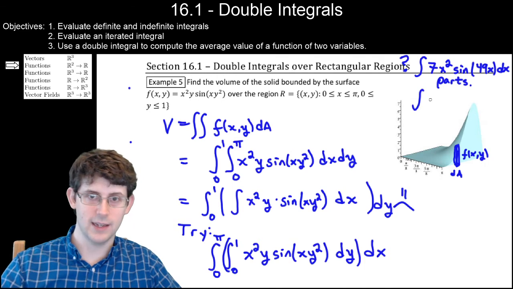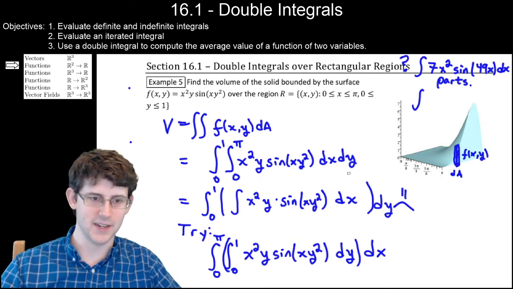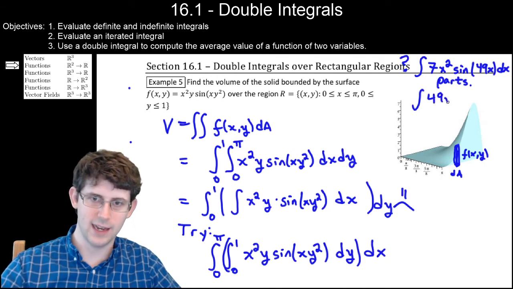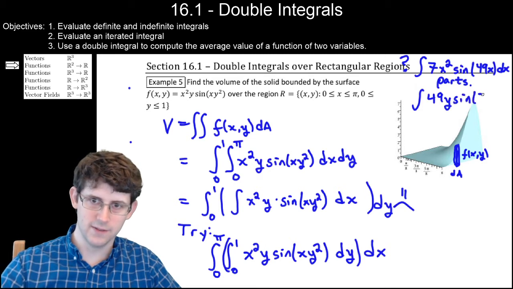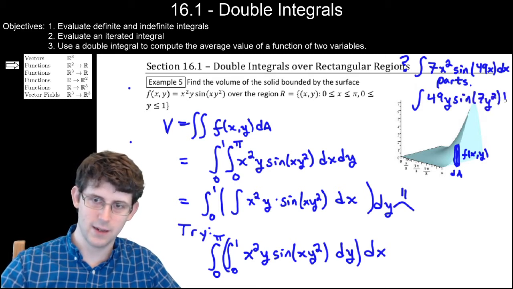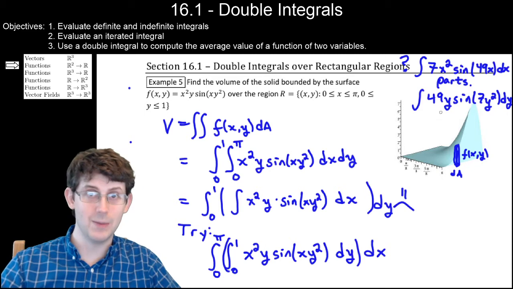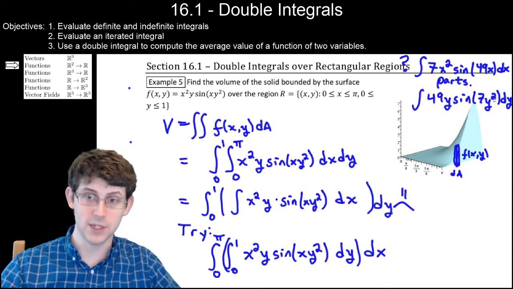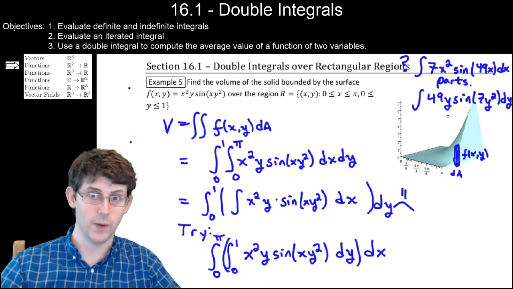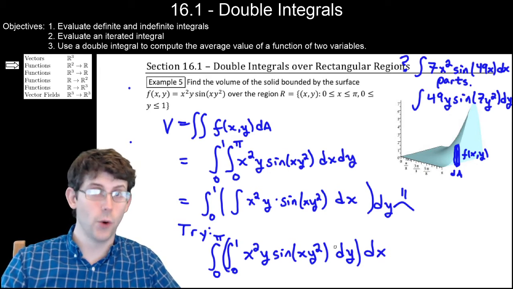So now it's like x is like 7. So now it's like 49y sine of 7y squared. This is way better. This integral can be done by substitution, letting u equal the inside function, because the derivative of u will have a single y. So this integral is so much better.